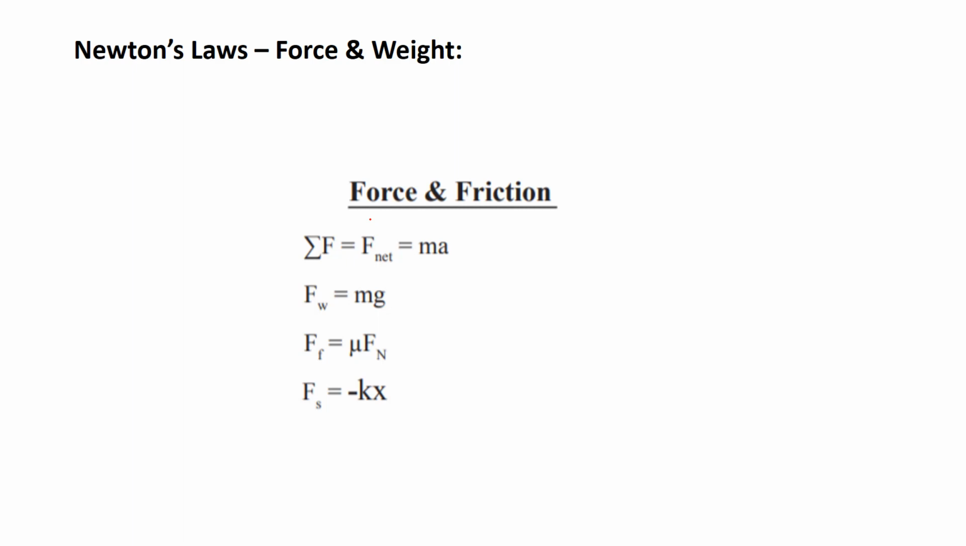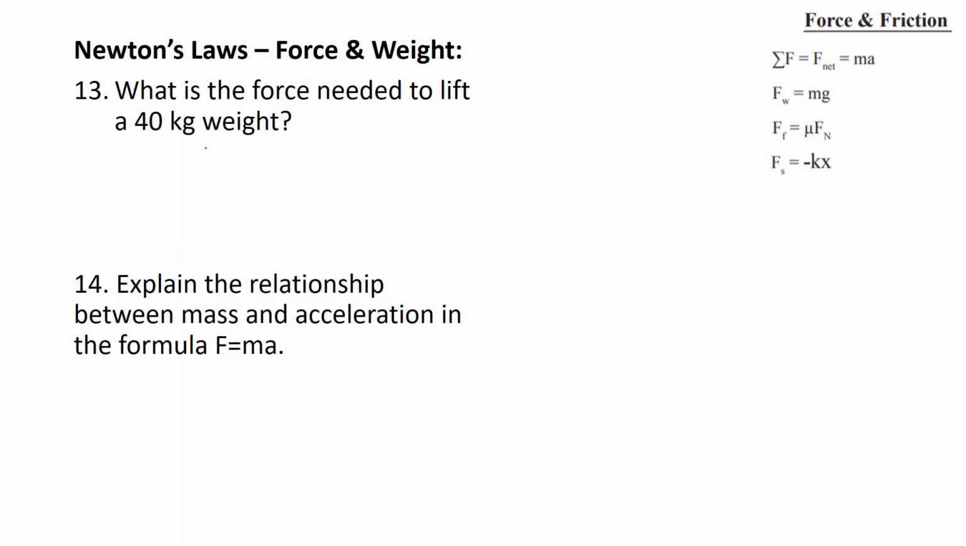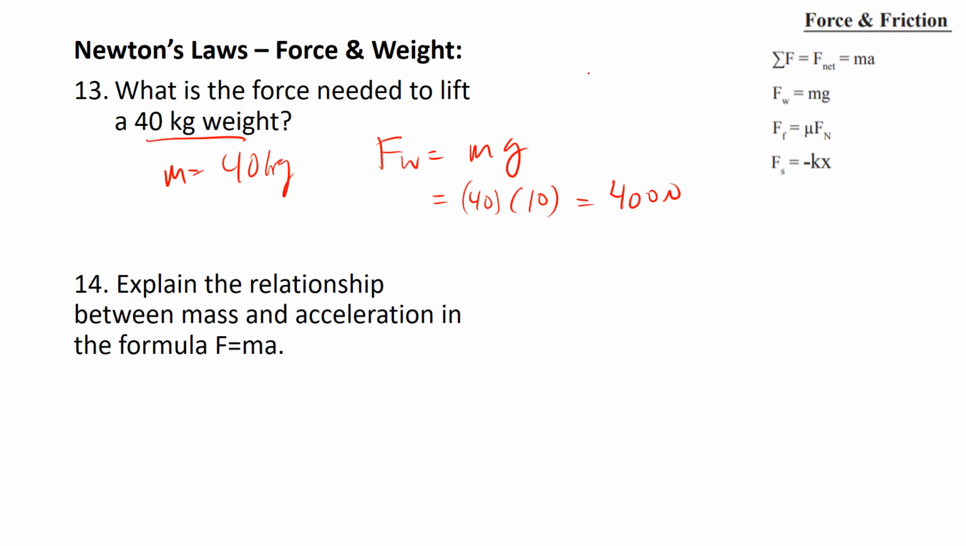Okay, now we're on to Newton's laws, force and weight. What's the force needed to lift a 40 kilogram weight? Well, you're going to need to lift it by its weight itself, and this is mass. Mass equals 40 kilograms. So if you find the weight, that's going to be the force needed to lift this object. So that is mass times gravity. Mass is 40. Gravity, once again, the acceleration due to gravity is 10 meters per second squared down, so 400 newtons. So you have to lift its weight. And this would be for constant motion. This is the minimum you need to be applying. If you want to accelerate it, you can apply more than that.